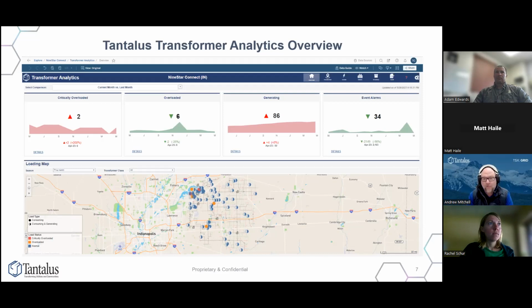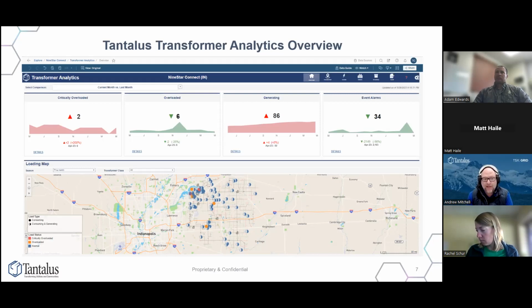If you look at the overview screen from our Tantalus Transformer Analytics, if you look to the lower left, you quickly get a feel. Red transformers are critically overloaded. Orange transformers are overloaded. And blue is normal. So a quick look in the morning or throughout the day, you get a quick feel for what your assets are seeing in the field when it comes to loading.